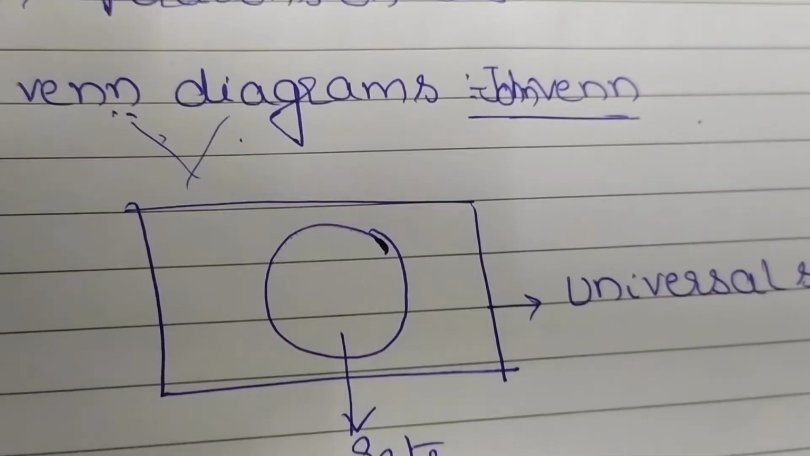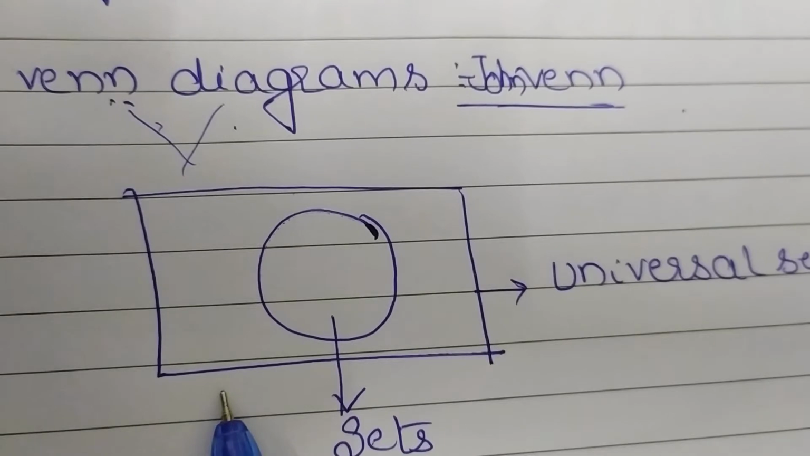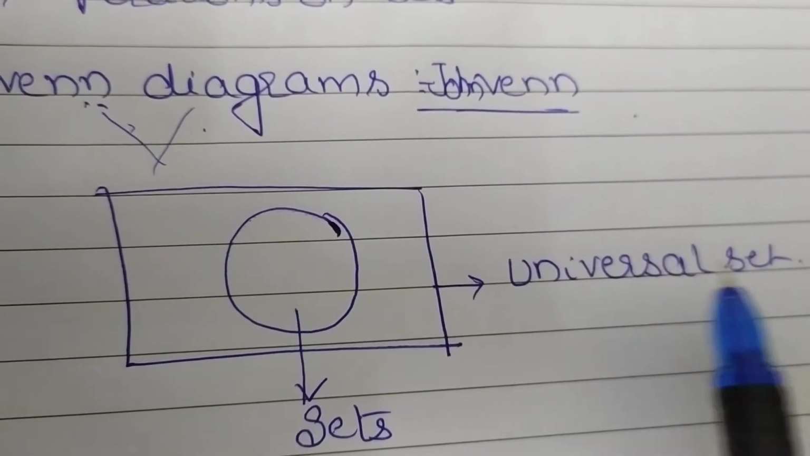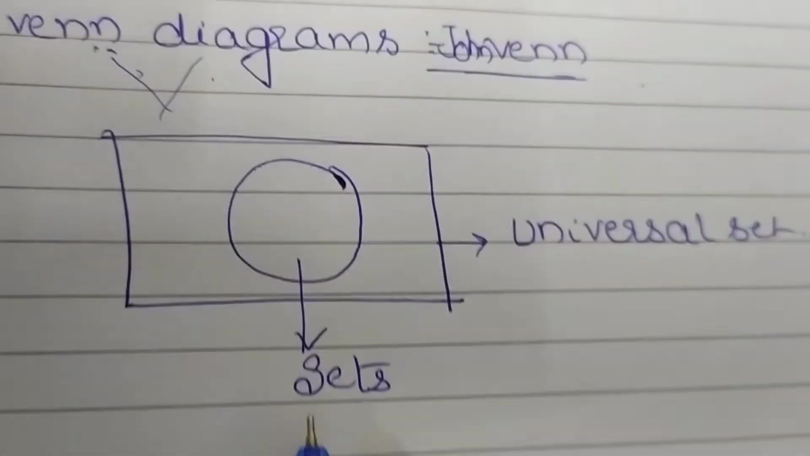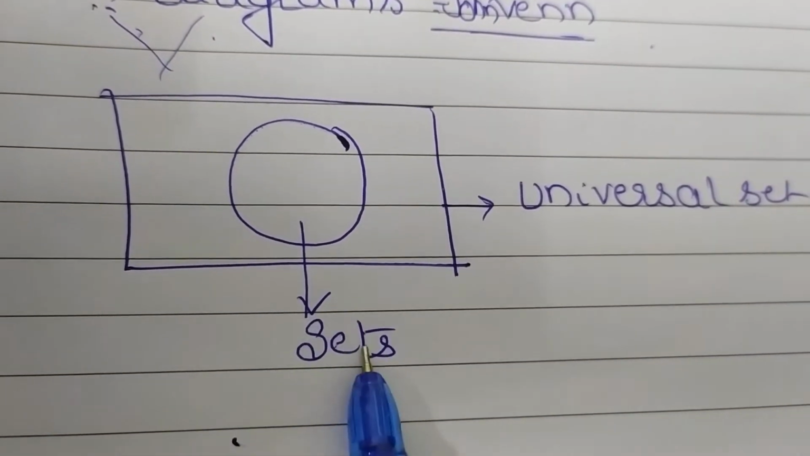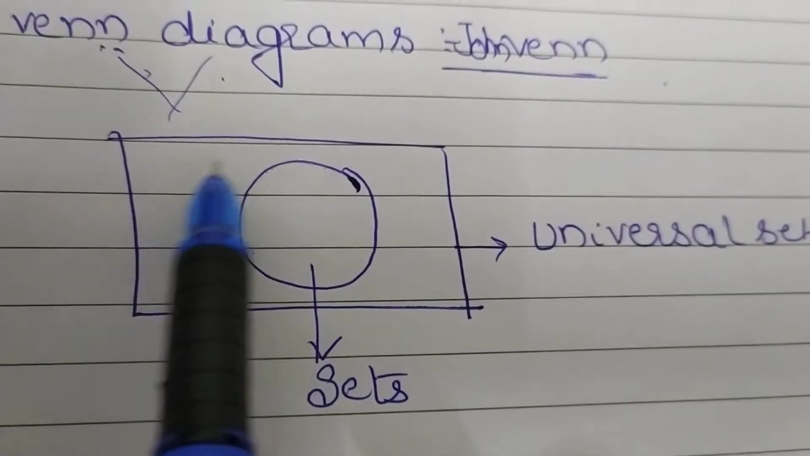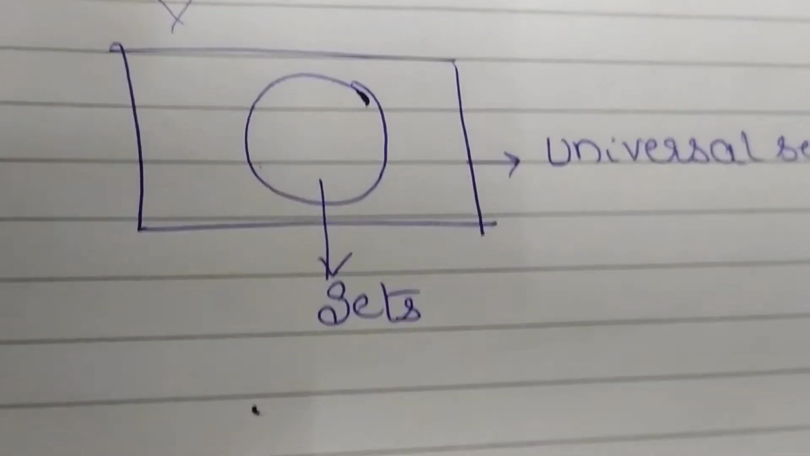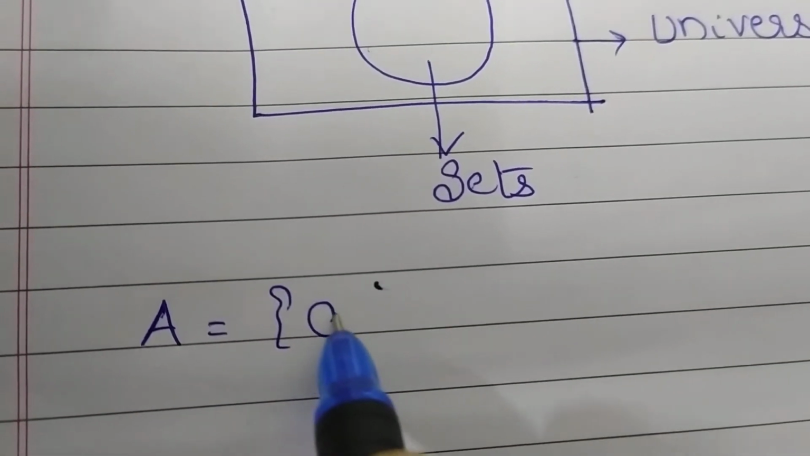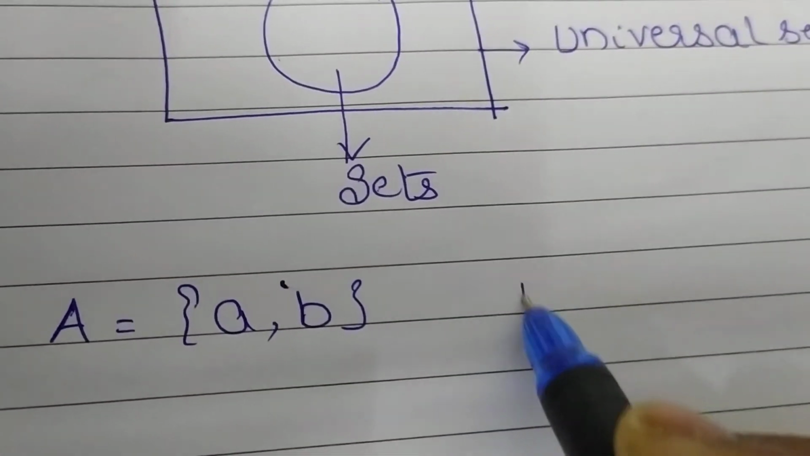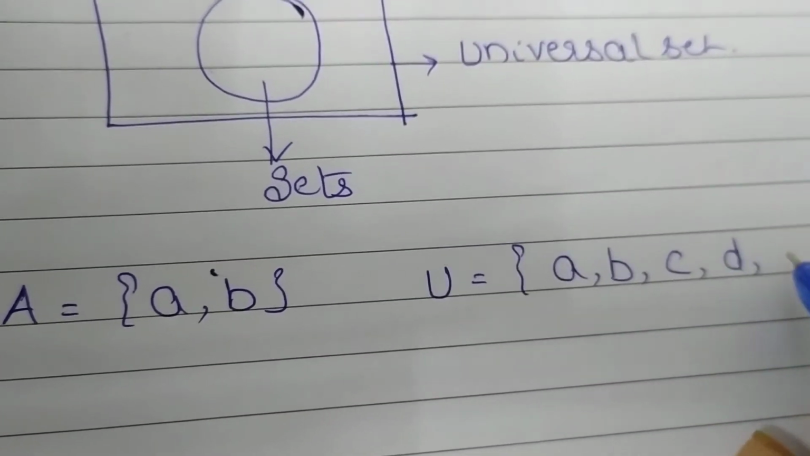These are generally represented by a rectangle, which indicates the universal set, and a closed curve, usually a circle. To represent sets, we make use of circles. Whatever elements are in the set are written inside the circle. Suppose you take an example: A equals {a, b}, and the universal set is {a, b, c, d, e}.